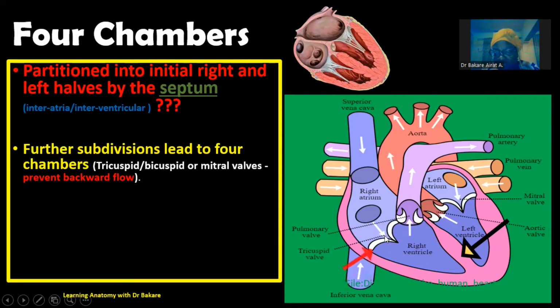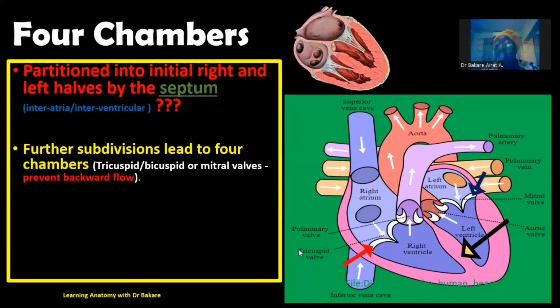This is the tricuspid valve that tends to separate the right part into 2. So we have the upper right atrium and the lower right ventricle. And on the left side, it is also further subdivided into 2 by the bicuspid valve or the mitral valve. This valve separates the left side of the heart into the upper left atrium and the lower left ventricle. So that is how the heart is further subdivided into 4 chambers.